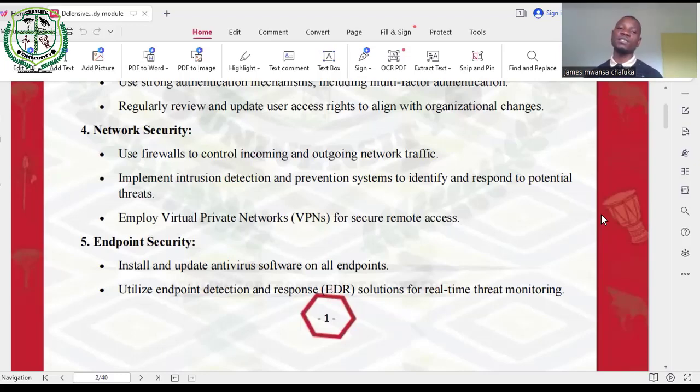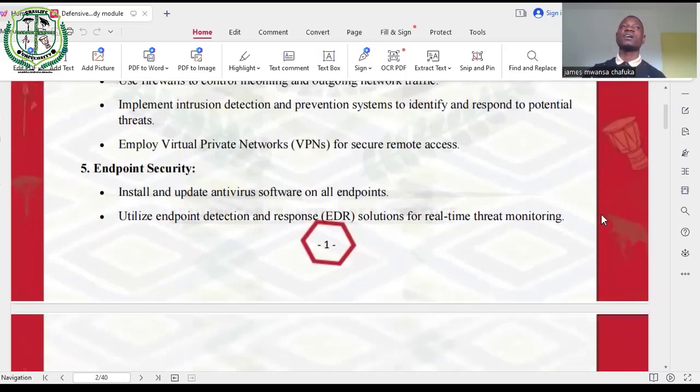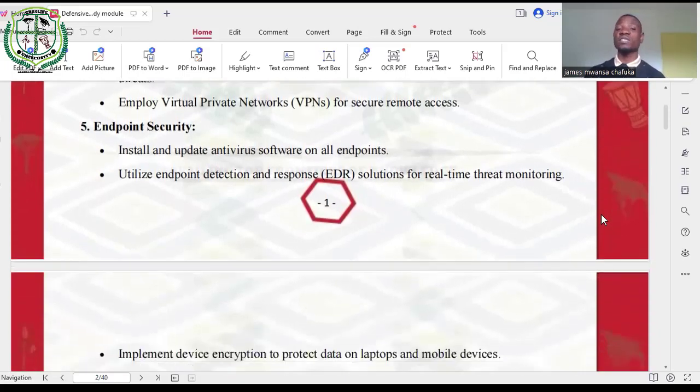And then the other point is employing a virtual private network, which is VPN, for secure remote access. So for secure remote access, you employ the VPN, the virtual private network. In case of any network problem, the VPN can be used to access another aspect of the computer system. Very important.